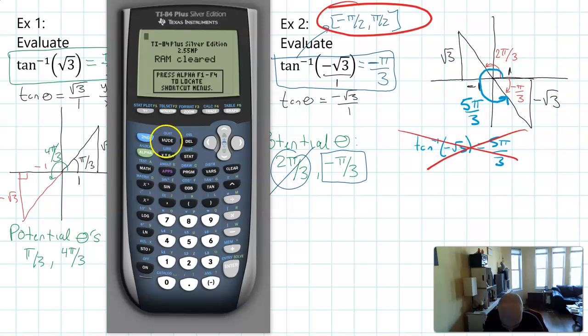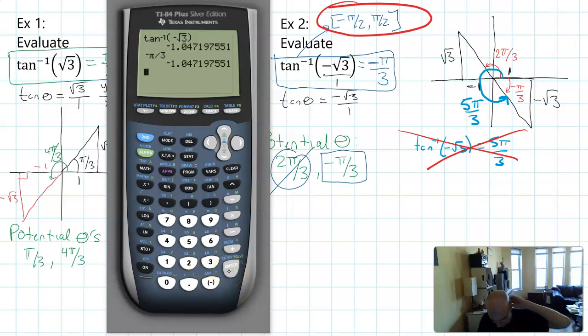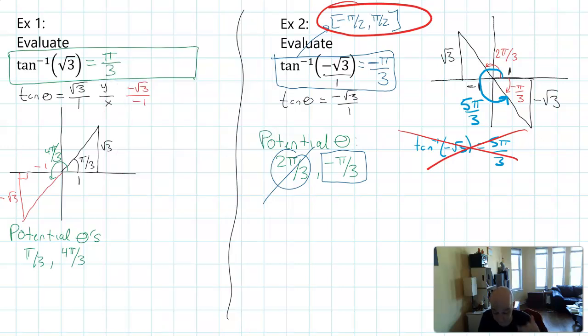And if I'm in radians, so I do tangent inverse of negative root 3. Whoa there. I'm not going to get 5 pi over 3. I'm going to get this, which I know is the same as negative pi over 3, because it's a little more than 1. So the whole point of this is basically predicting what answer your calculator will give you, which means you have to follow the rules of those domain restrictions to the letter.